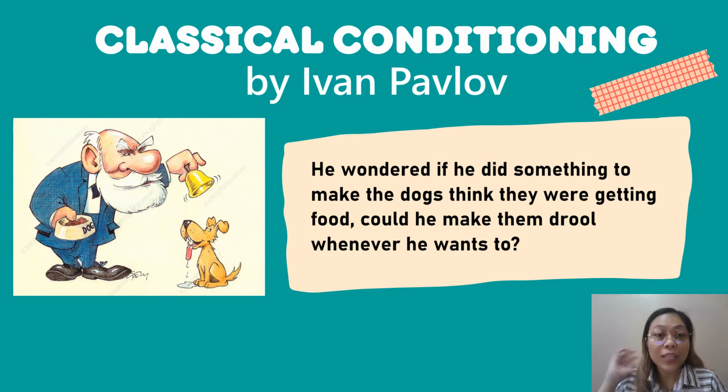Ang kwento ni Ivan Pavlov ay every time he entered a room kung nasaan yung dog niya na may dala siyang food, napapansin niya na ang dog niya salivates. And one time, nung pumasok siya sa room kung nasaan yung dog, wala siyang dalang food, pero nagsalivate yung dog niya. So he wondered if he did something to make the dogs think they were getting food, could he make them drool whenever he wants to? So what did he do?